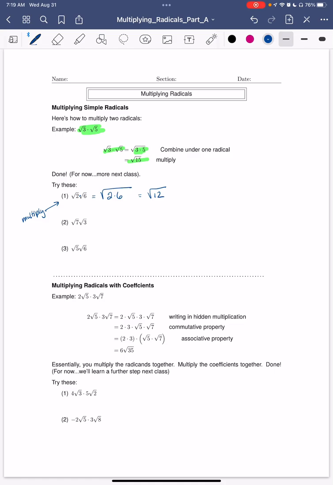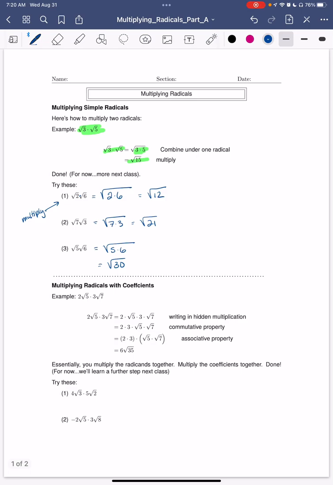I recommend you pause the video and try the next two examples on your own, and then come back and see if you got them right. So if we do radical 7 times radical 3, that's radical 7 times 3, which is radical 21. And then radical 5 times radical 6 is radical 5 times 6, which is radical 30.